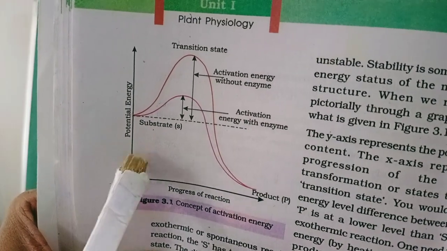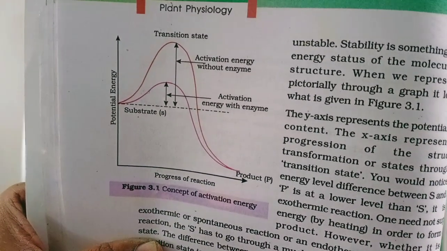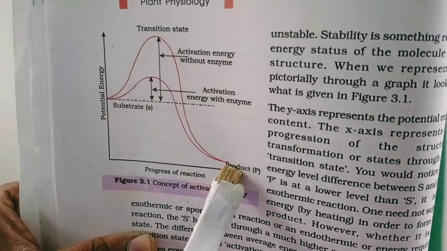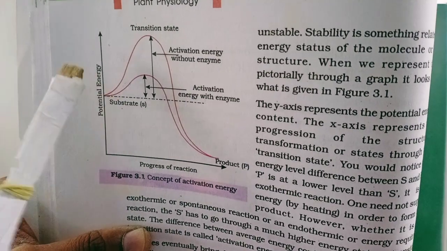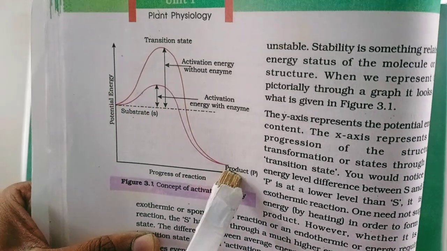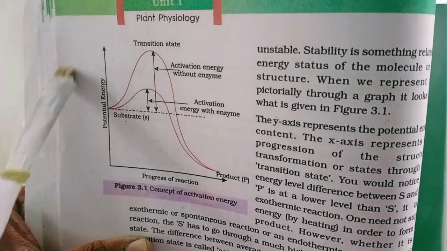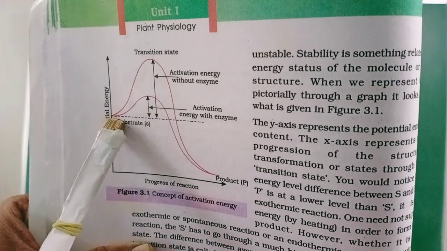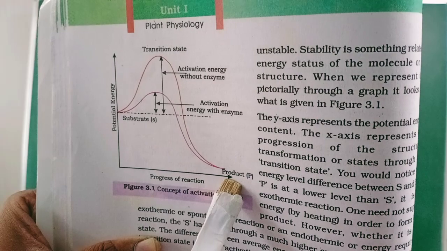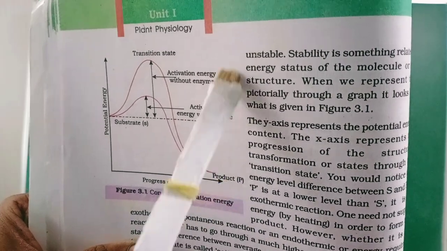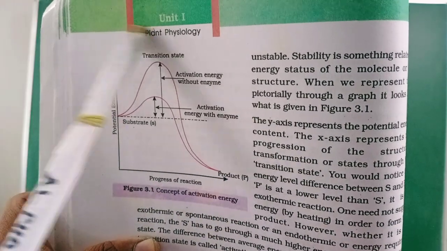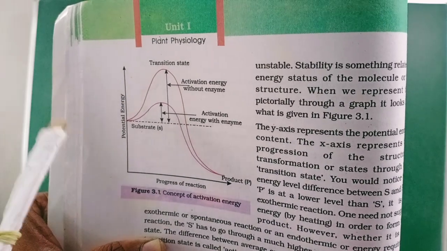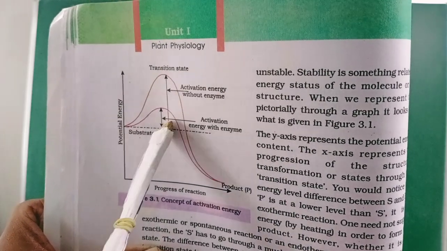Now see this graph once. In this graph, substrate level is high, product level is low. It means substrate has more energy than its product. Therefore, this graph indicates an exothermic reaction, because the substrate has more energy and the product has less energy.